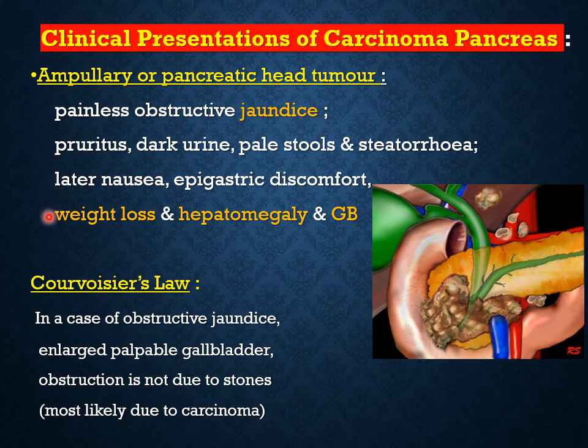Weight loss becomes a very important feature of carcinoma of the head of the pancreas, along with hepatomegaly and an enlarged, palpable gallbladder. This is in keeping with Courvoisier's law, which states that in case of obstructive jaundice with an enlarged gallbladder, the obstruction is not due to stones, most likely due to carcinoma. Carcinoma of the head of the pancreas is one of the more common causes of such findings.